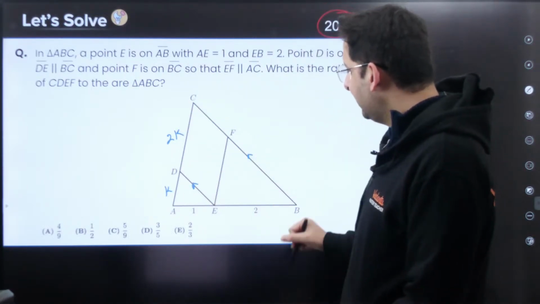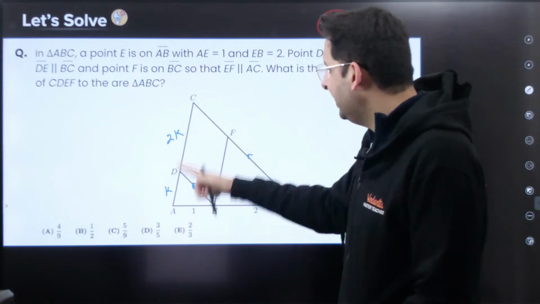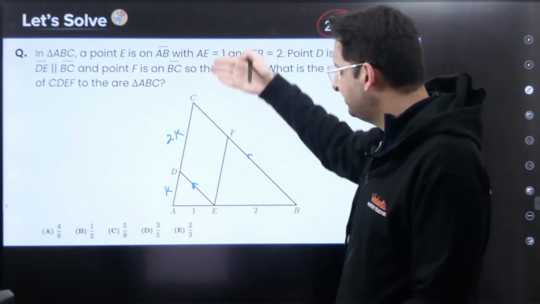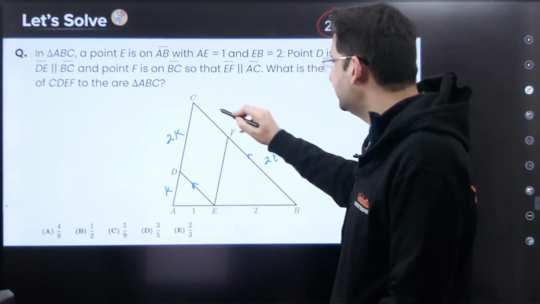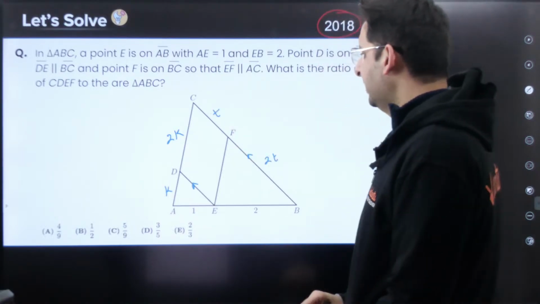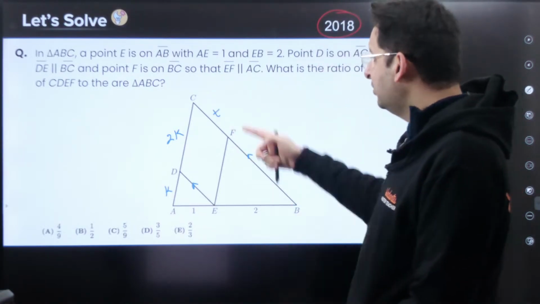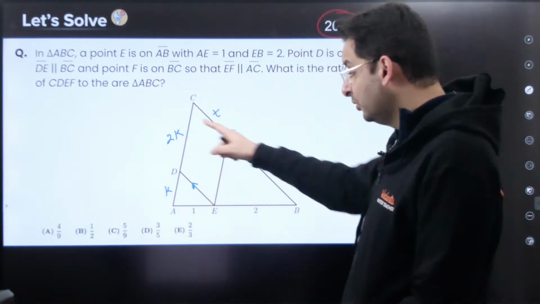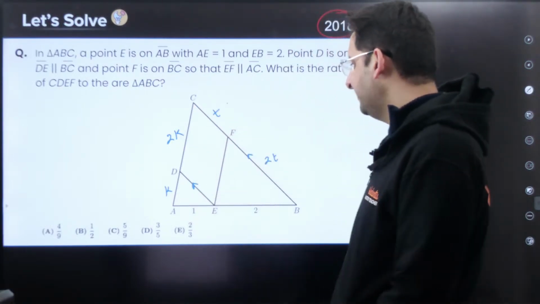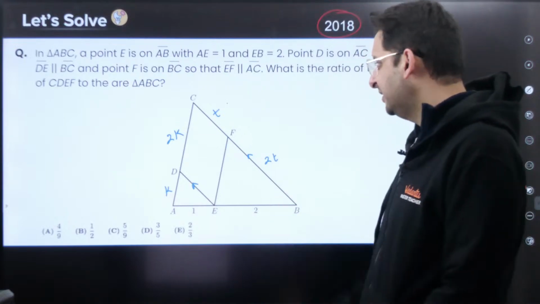Likewise, BEF and BAC are also similar because this line is parallel to this. So this is 2:1. So if this is, let's say, 2T, this is equal to T. So the parallelogram has sides 2T, T, 2K, and K. This makes one thing very easy.